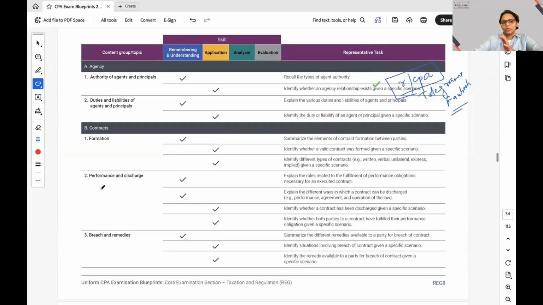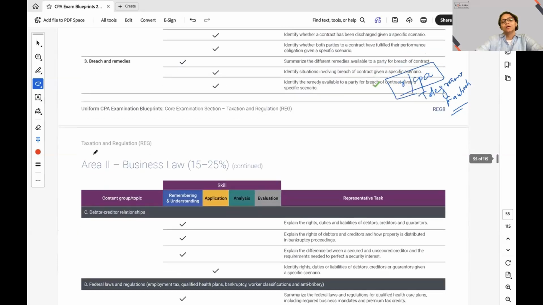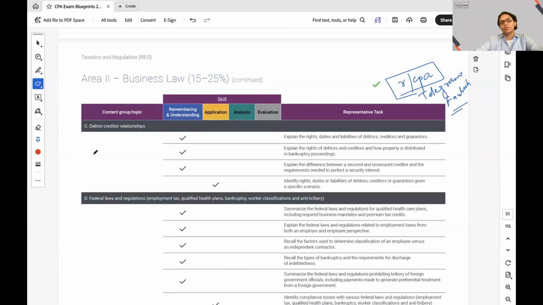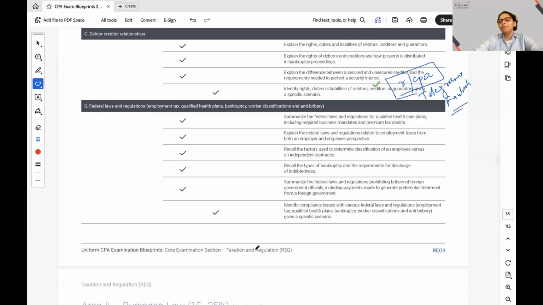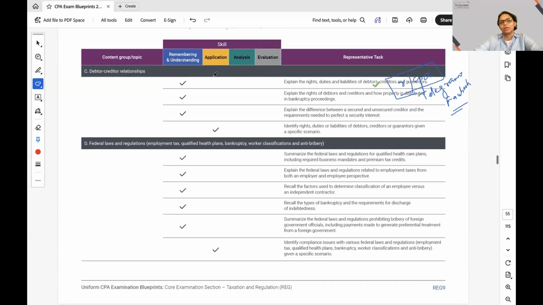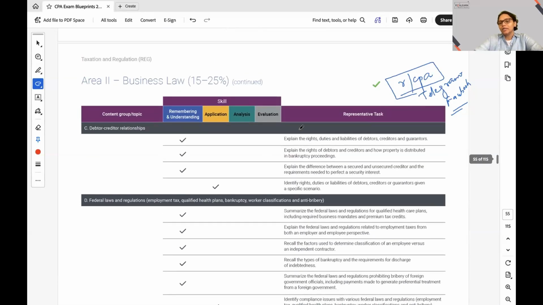Then we come to the business law portion, where we're going to talk about agency, contracts, the Sale of Goods Act, which is a part of contract, and then debtor-creditor relations. Can you see, nothing is at the analytical level? Everything at the max is application. So for all these topics, guys, don't dig very much. Just know them, because they're going to test you only on remembering.